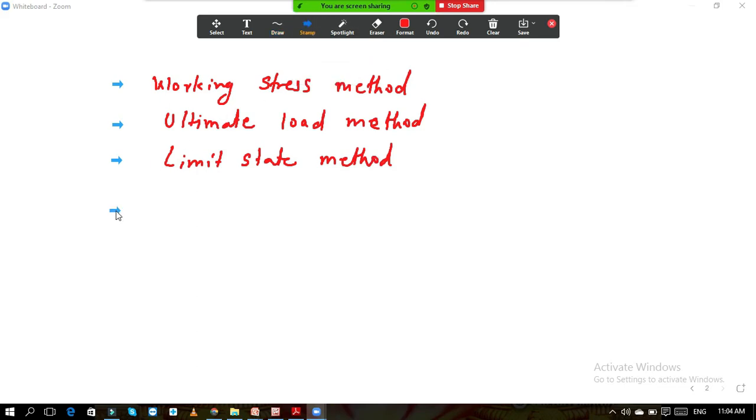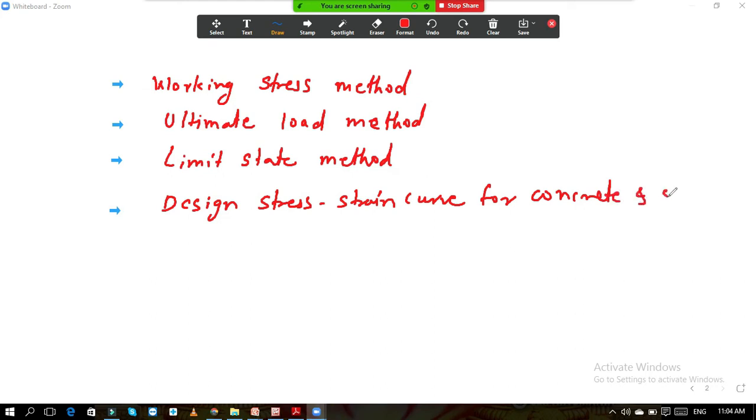So after this, we have studied the stress strain curve, the design stress strain curve for concrete and steel. Based on this, we decided the values.